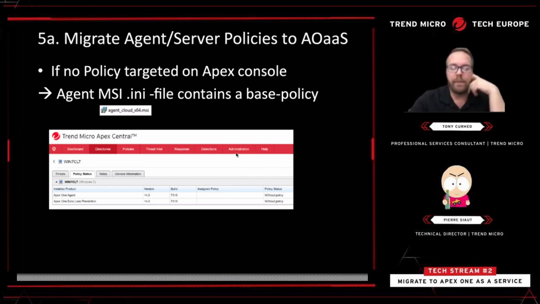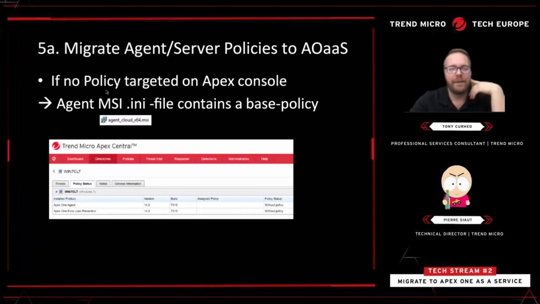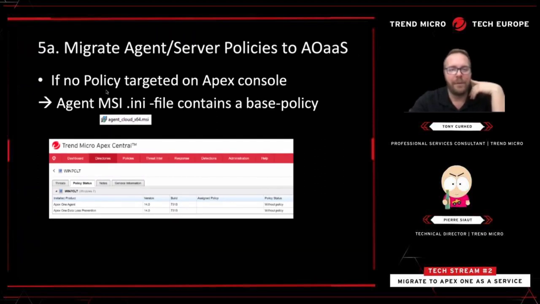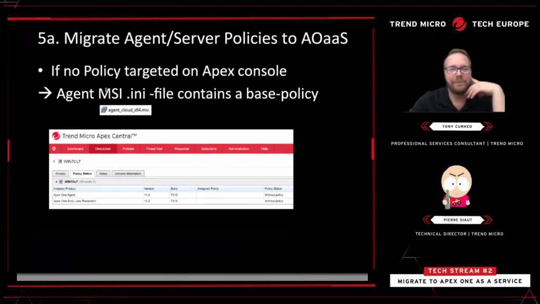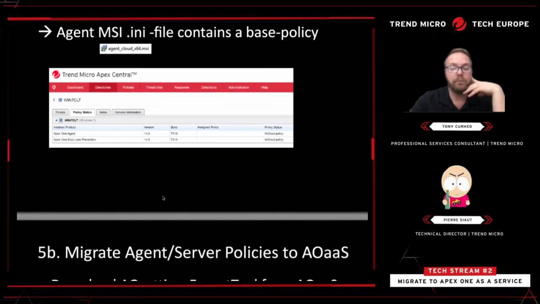And if there won't be any policy on this Apex Central configuration, in that installation file, there is a file which contains a base policy. That was from friends, I believe. I'm not an expert on that. But you get a base policy anyway, even if you don't have anything configured on the console.